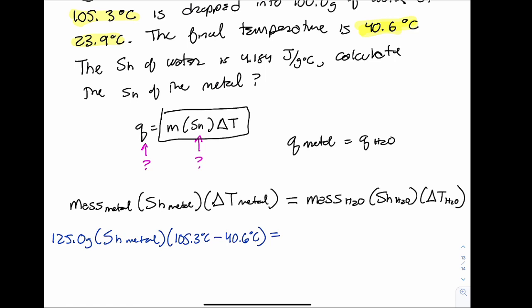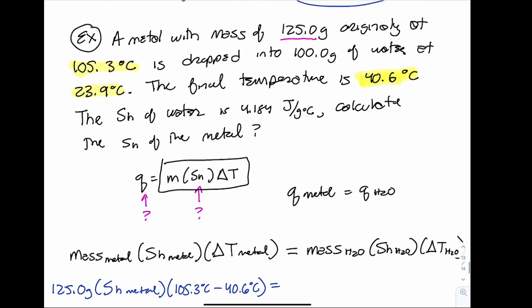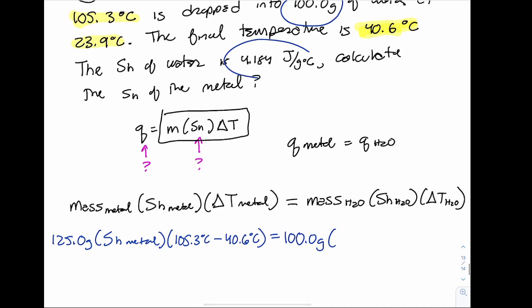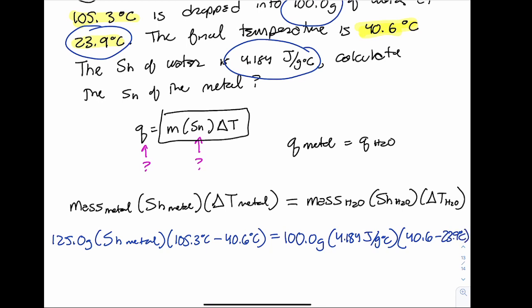Mass of my water, if I go up, it's here somewhere, 100.0 grams. Multiplied by the specific heat of my water, also given in the problem, 4.184 joules per gram degrees Celsius, multiplied by its temperature change, which is going to be the 40.6 degrees Celsius minus the 23.9 degrees Celsius. Kind of fits.